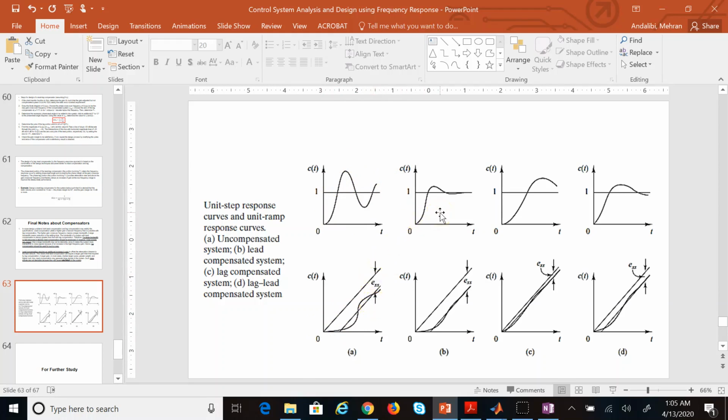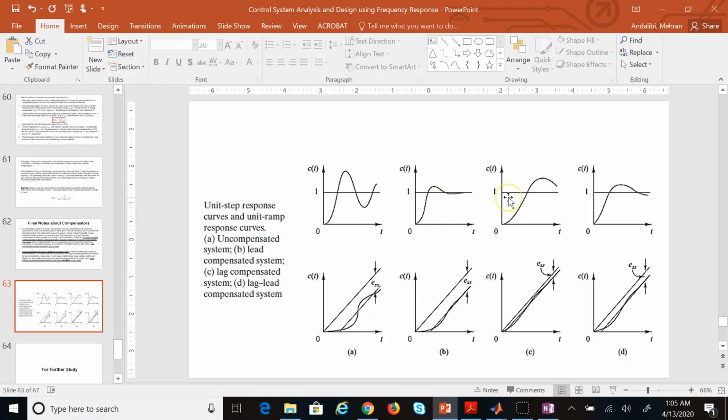Now here is a lead compensated version of the system. Lead acts like a PD controller, so it makes the system fast. And you see it settles down very fast on the step response. So the settling time is clearly much smaller than the original one. But look, the steady state error has not changed. Lead does not really work on this area, it works only on the transient part.